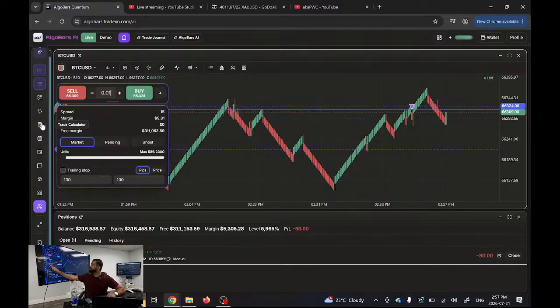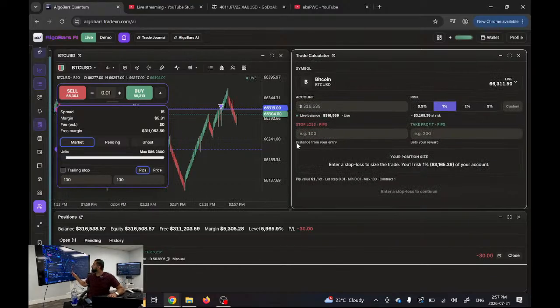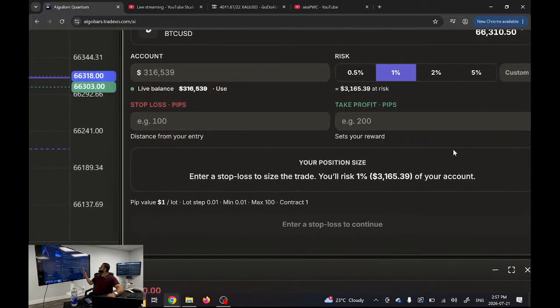On AlgoBars, we have a trade calculator. By the way, this is also another paid thing that all the other platforms charge for. On AlgoBars, it's free. So let's go to our trade calculator. Let me just zoom in here so you guys can really see.